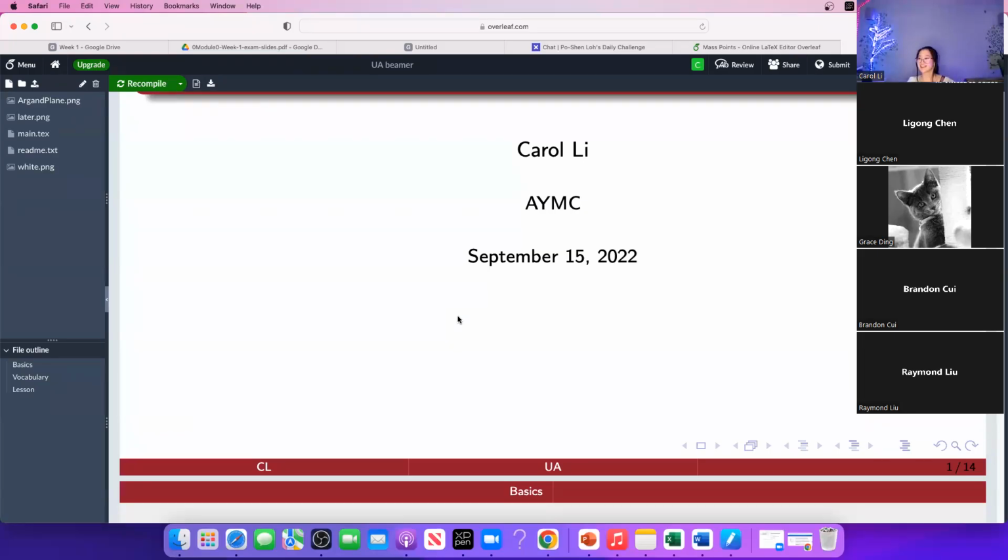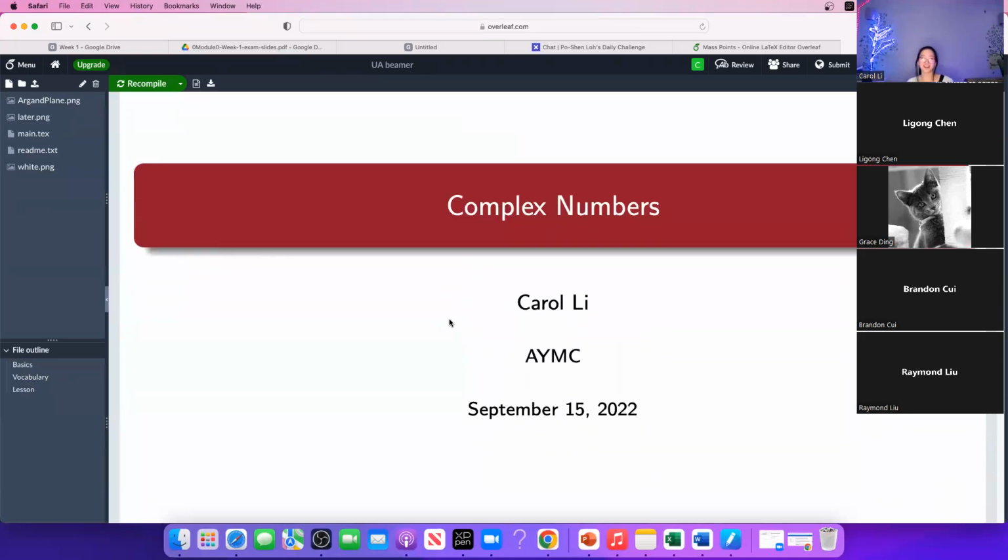So now I can go back to screen share. I'll just screen share. Yay. Okay. So this is again me. Oh wait, not yet. Can't see it yet. Okay. Yes, back to me. This is complex numbers now.